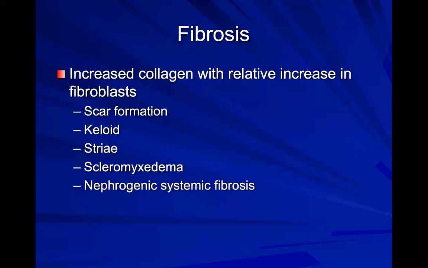Okay, switching gears now, we're going to talk about fibrosis. So increased collagen with relative increase in fibroblasts. The hallmark of this is going to be a scar, or if you have ropey collagen, it's going to be a keloid, stria. Scleromyxedema and nephrogenic systemic fibrosis, I put in this chapter. You can put it in different chapters. You can put it in mucin deposition. You can put it in fibrosis. I like to put it here because you do notice a lot of fibrosis. And then if you see a lot of fibrosis with mucin deposition, then you think of these entities.